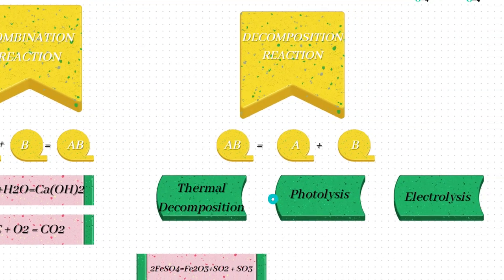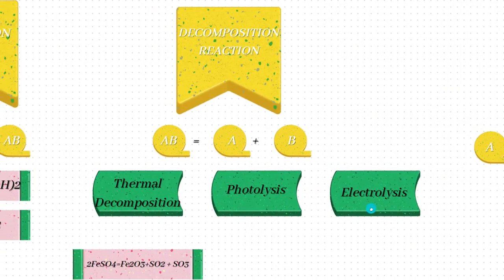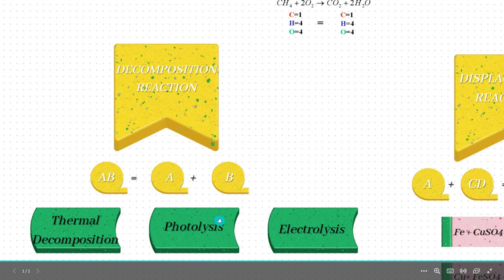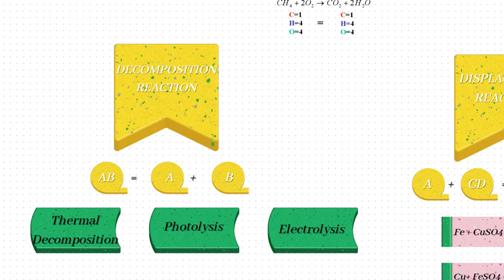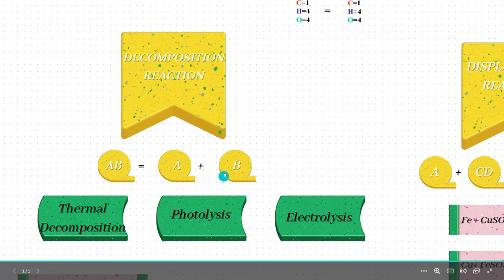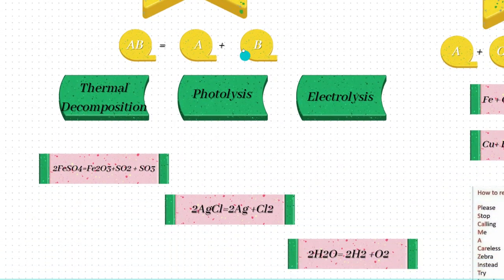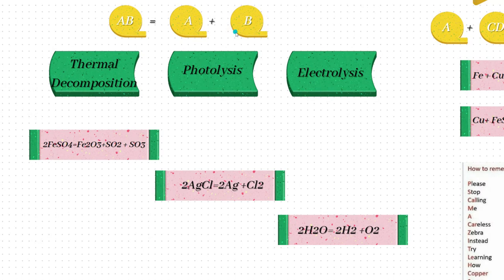So the next one is decomposition reaction. What is decomposition reaction? As you can see here, a single reactant splits to form numerous products. So on the reactant side, there would be only one reactant, but on the product side, there would be two or more. Decomposition reaction can be of three types, that is, thermal decomposition, photolysis, and electrolysis.